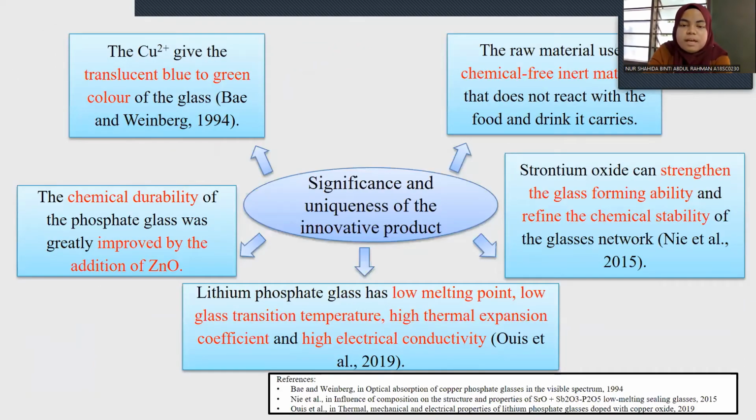The significance and uniqueness of the innovative product is that the copper 2+ ion gives a translucent blue to green color. The raw materials used are chemical-free inert materials. Strontium oxide can strengthen the glass forming ability. Lithium phosphate glass has a low melting point, low glass transition temperature, and high electrical conductivity. And the chemical durability of the phosphate glass is greatly improved by the addition of zinc oxide.